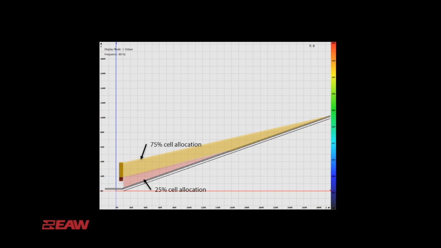Using the algorithms discussed previously, Auto will correctly allocate and direct most of the energy from the array to the very top of the seating area, with just a few cells allocated to those areas closest to the array. The result is exceptionally consistent SPL across even the most extreme audience geometry.